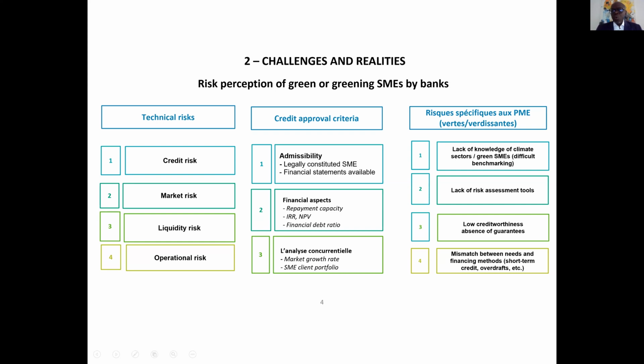So on the ground, what the banks are telling us when supporting the SMEs, from the SMEs' point of view, we can consider that they usually say that there are technical risks: the credit risk as usual, the market risk, the liquidity one, and also the operational one. But there is one that is also emerging, which is the environmental and social risk, which banks are taking more and more into consideration, and they are putting in place guidelines and criteria to analyze the portfolio and the SMEs. Then we are also looking at the credit approval criteria.